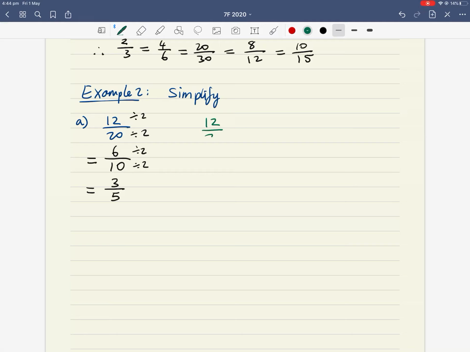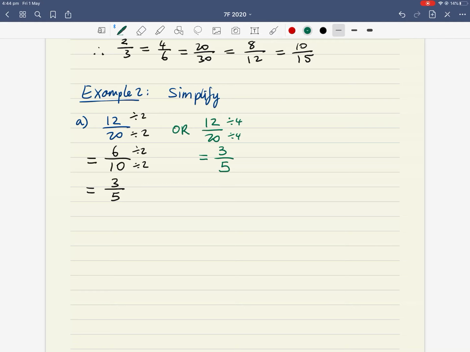Alternatively, you could have just done it in one step because you would have said, well, I know the highest common factor between 12 and 20 is 4. So you could have just divided top and bottom by 4, showing your working. So 12 divided by 4 is 3. 20 divided by 4 is 5. And you get the same answer, 3/5, as the final simplified answer.